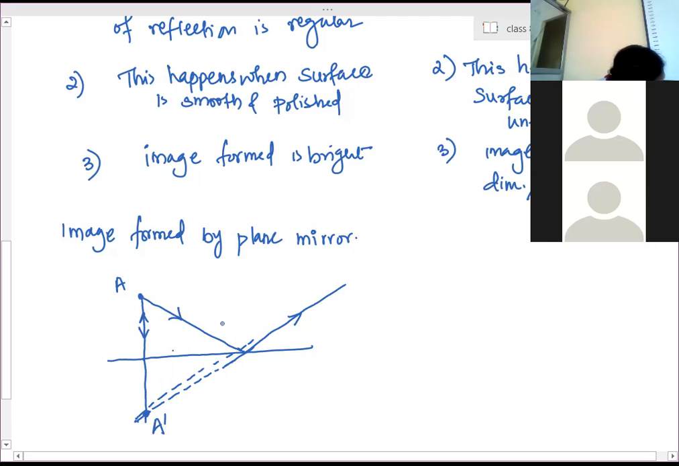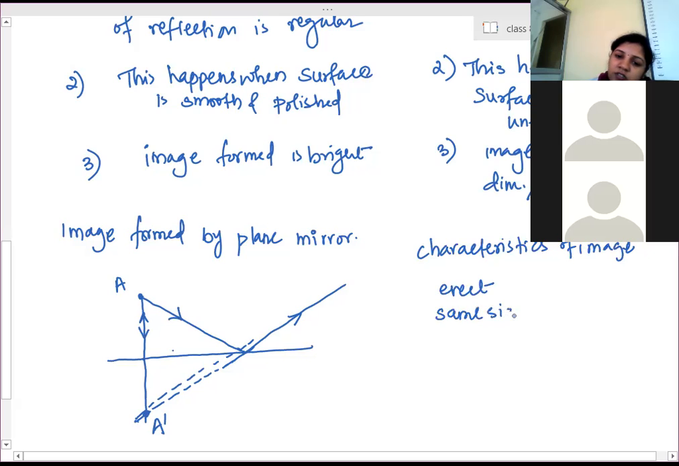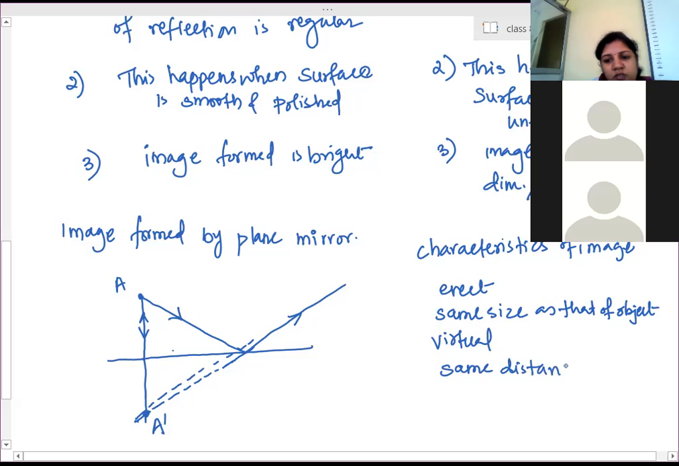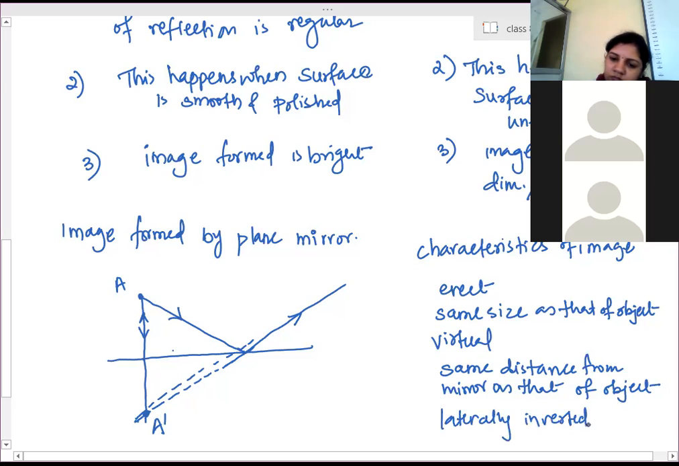It's clear? Yes, ma'am. Characteristics of the image? Ma'am, the image is erect and the image is the same size as the object. Ma'am, the image is virtual. Virtual. Okay. Ma'am, the image has the same distance from the mirror as the object. Same distance from the mirror as that of the object. And it's laterally inverted. This is 1, 2, 3, 4, and 5. So these are the 5 characteristics of the image formed by the plane mirror.